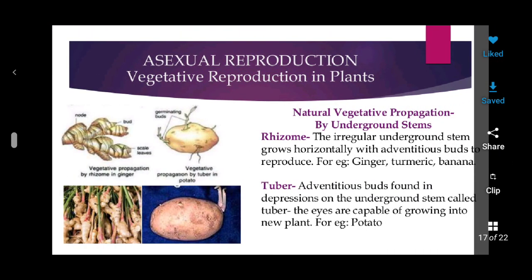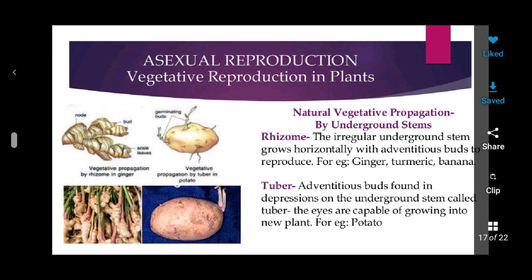Next is vegetative propagation by the stem. There are different varieties of stem. We already studied in class 11th the tubers, rhizome, bulb and so many other things. The best example of rhizome is ginger. The irregular underground stem grows horizontally and it contains lots of adventitious buds, and when it is cut, each part, when sown into the soil, is able to form a new organism.